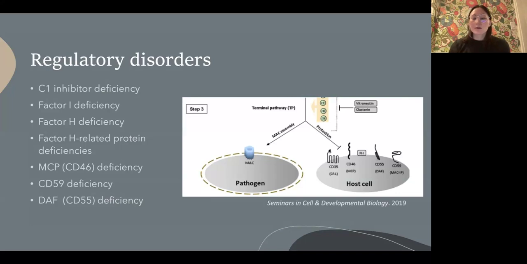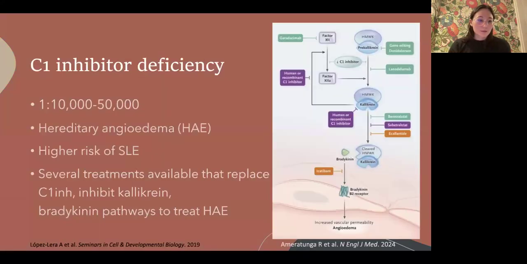So a host cell will have all of these proteins and receptors on its surface to help prevent complement from just destroying your own host cell. All right, so this is one we're familiar with. C1 inhibitor deficiency, 1 in 10,000 to 1 in 50,000. This results in HAE. And these patients also have some autoimmune risk, including SLE.